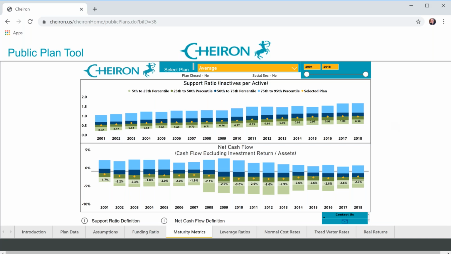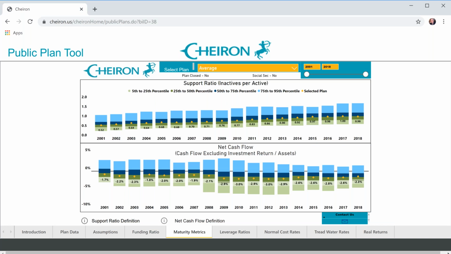The first maturity metric shown in the top graph here is the support ratio. It's the number of retirees and inactives compared to active employees. The higher the ratio, the more inactives each active employee has to support. And over time, you can see for the average plan, that ratio has nearly doubled. There is quite a bit of variation between plans on this metric, and particularly you'll find closed plans tend to have higher and growing ratios here.